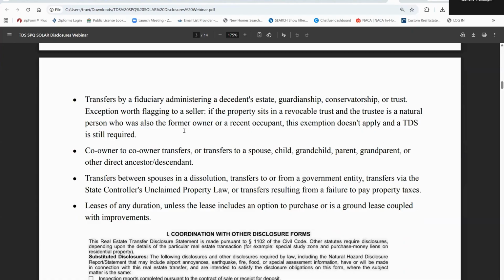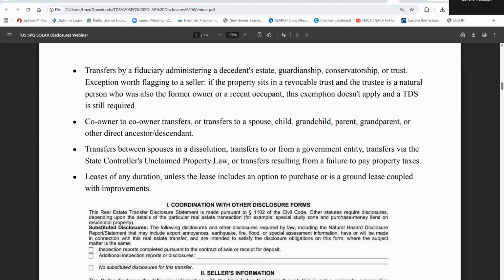Co-owner to co-owner transfers. So, maybe someone's buying the other person out of the property. You're not going to need the TDS there. Transfers to a spouse, a child, a grandchild, any of that, or any direct ancestor or descendant. Transfers between spouses in a dissolution, transfers to or from a government entity, transfers via the state controller's unclaimed property law, or transfers resulting from a failure to pay property tax.